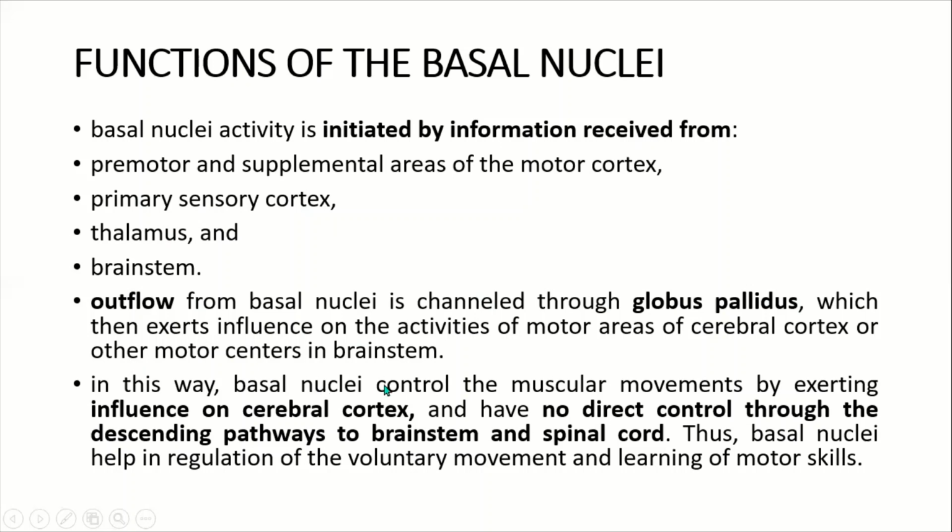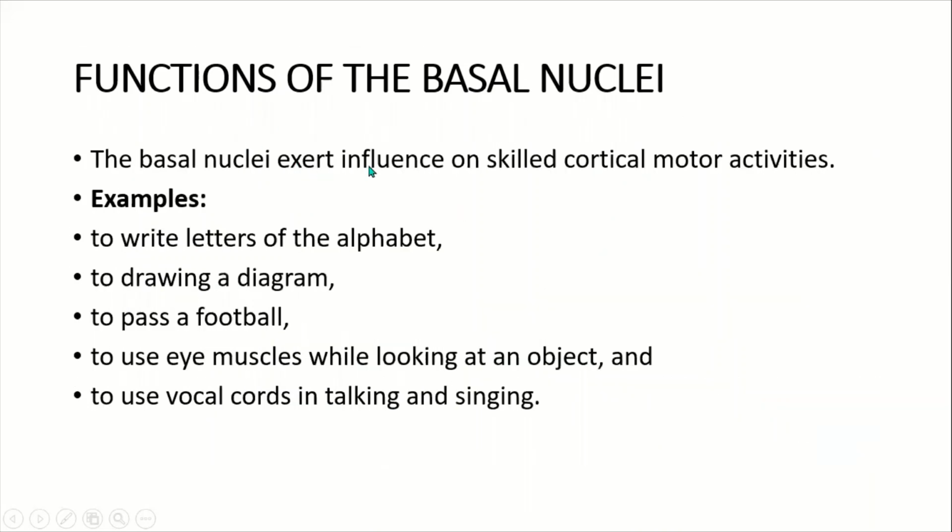In this way, basal nuclei control muscular movements by exerting influence on the cerebral cortex and have no direct control through the descending pathways to the brainstem and spinal cord. Thus, basal nuclei help in regulation of voluntary movements and the learning of motor skills. The basal nuclei exert influence on skilled cortical motor activities. Examples are writing letters of the alphabet, drawing a diagram, passing a football, using eye muscles while looking at an object, and using vocal cords in talking and singing.